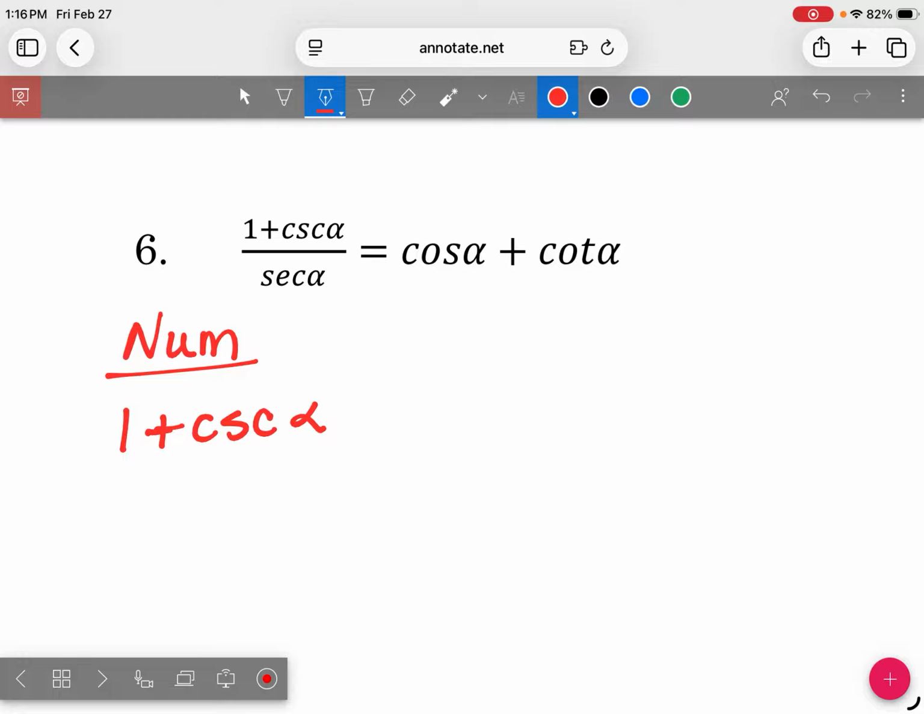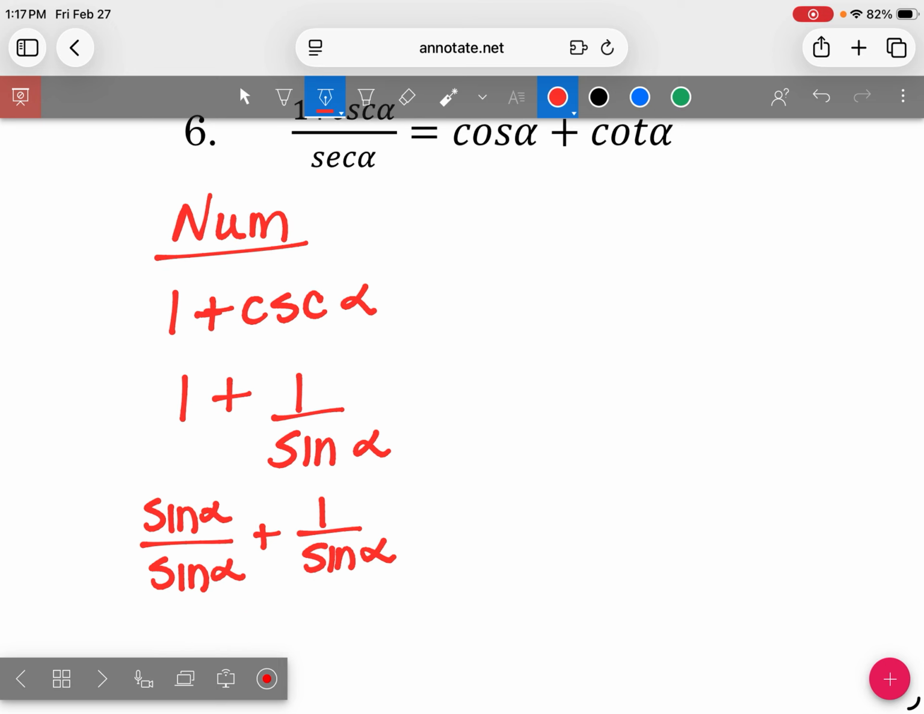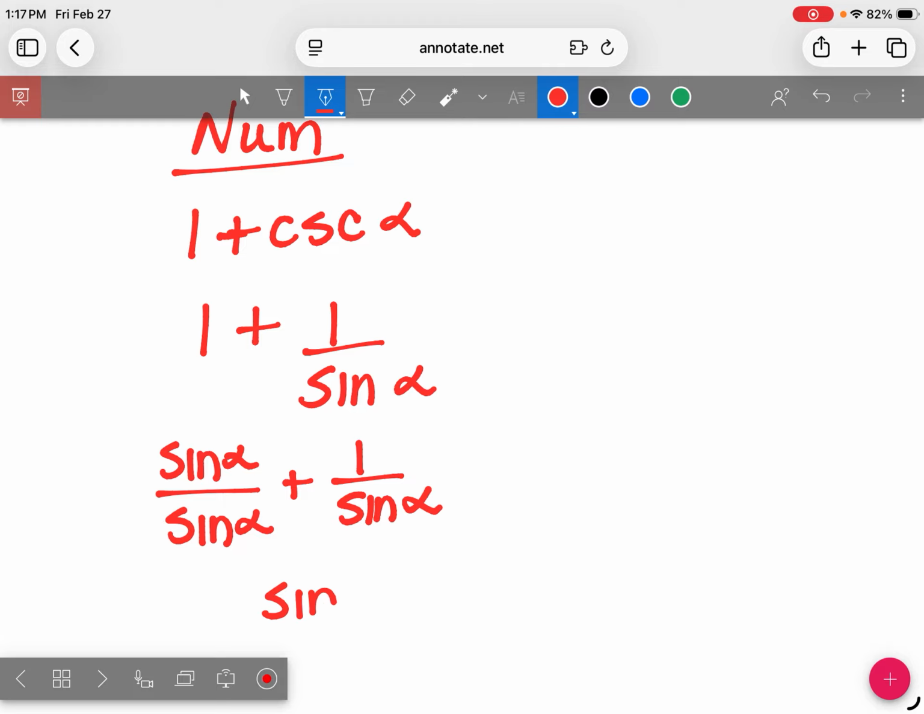Okay, that wasn't horrible. I saw a few people make it where I wanted you to get to, which was 1 plus sine over sine. So let's see how we get there. We got 1 plus 1 over sine alpha. And then I'm going to change this to sine alpha over sine alpha. So we got our common denominator. So I end up with sine alpha plus 1 all over sine alpha. And that's as far as I wanted you to get.